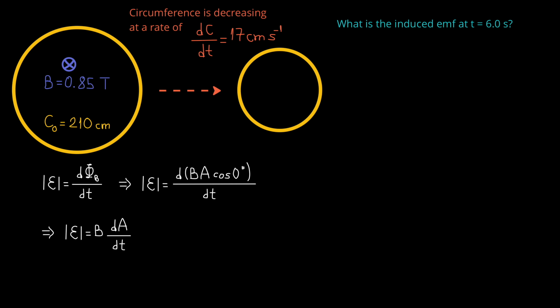Now, the rate at which the area is changing is not directly given. Instead, we know the rate at which the circumference is changing. So let's find the connection between the two. Based on the rate at which the circumference is changing, what is the rate at which the area of the loop is changing? The circumference of the loop can be expressed as 2 pi r, where r is the radius of the loop, and its area can be expressed as pi r squared.